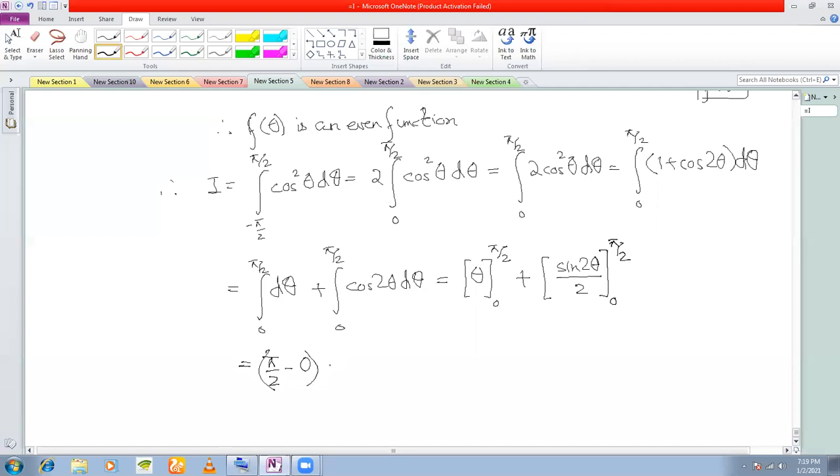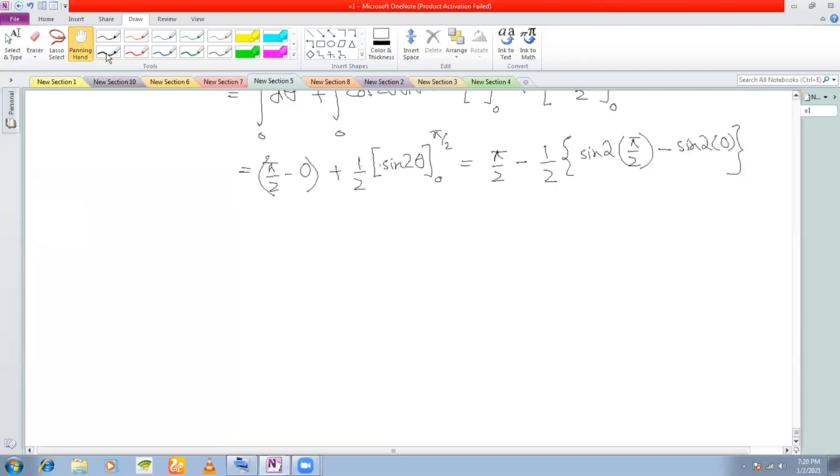So you will get pi by 2 minus 0 for the first one. And for the second one, you can take the half out of this. Plus half of sine 2 theta evaluated between the limit 0 to pi by 2. This is pi by 2. Now put the limits, upper limit and lower limit. Sine of twice pi by 2 minus sine twice 0.